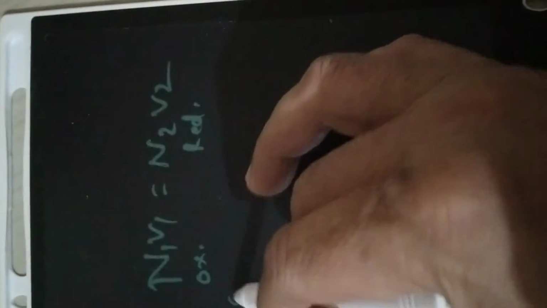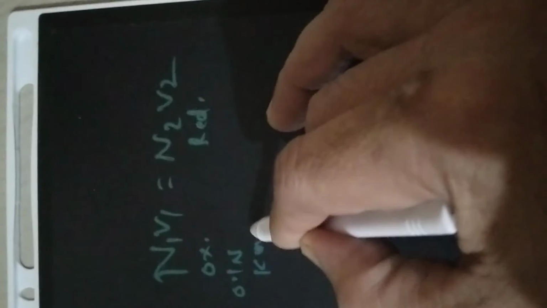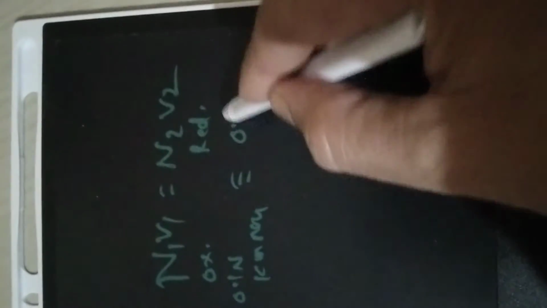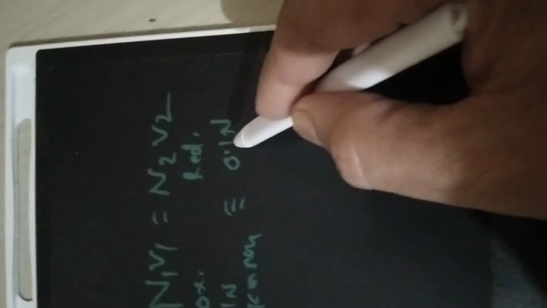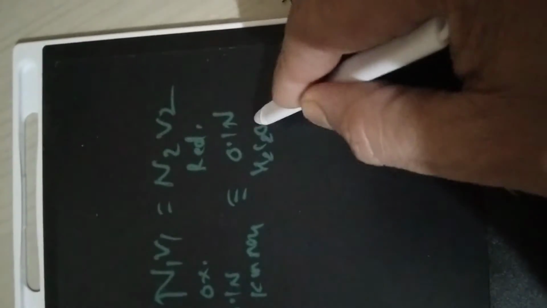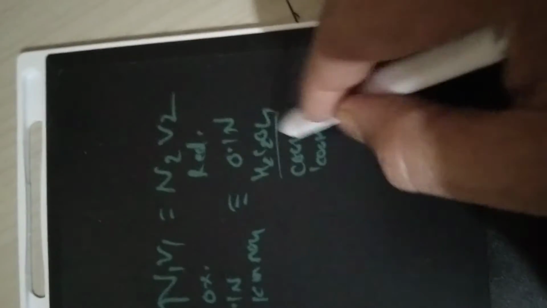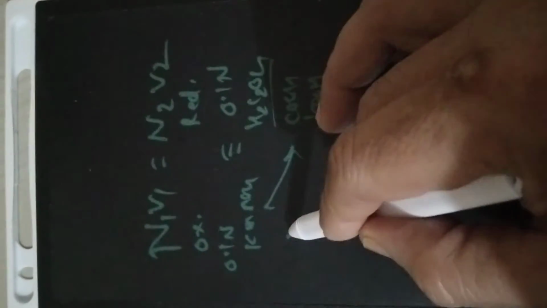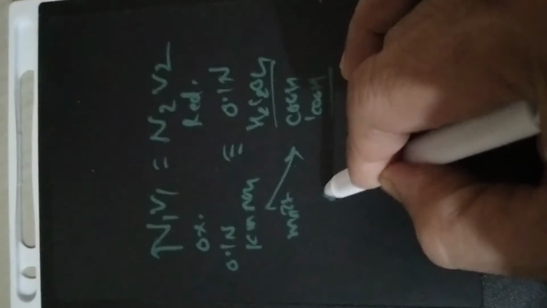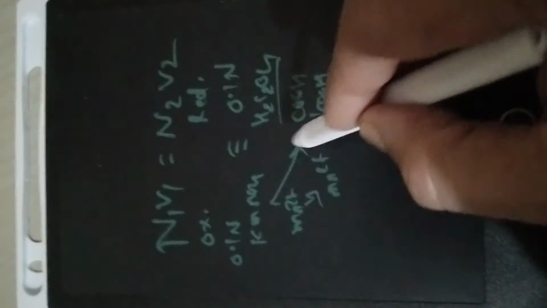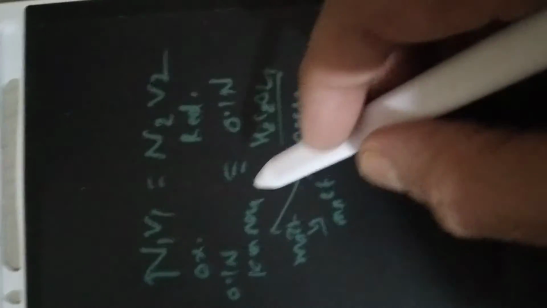That is approximately 0.1 N KMnO4. It corresponds to the exact 0.1 normal H2C2O4, oxalic acid. This is the molecular formula, and this is the structural formula of oxalic acid. So in this way, Mn7+ gets converted into Mn2+. The color change is given by the KMnO4, and the titration is ended.